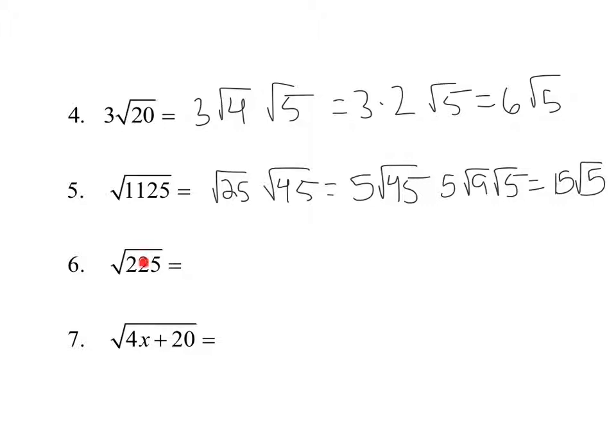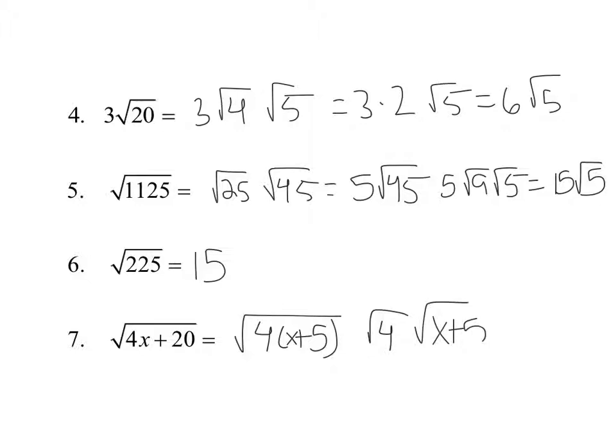Now the next one here, square root of 225, that's just 15. Now here, we got to factor out the 4. So you do this, and then I can change that to square root of 4 times square root of x plus 5. So that's 2 square root x plus 5.